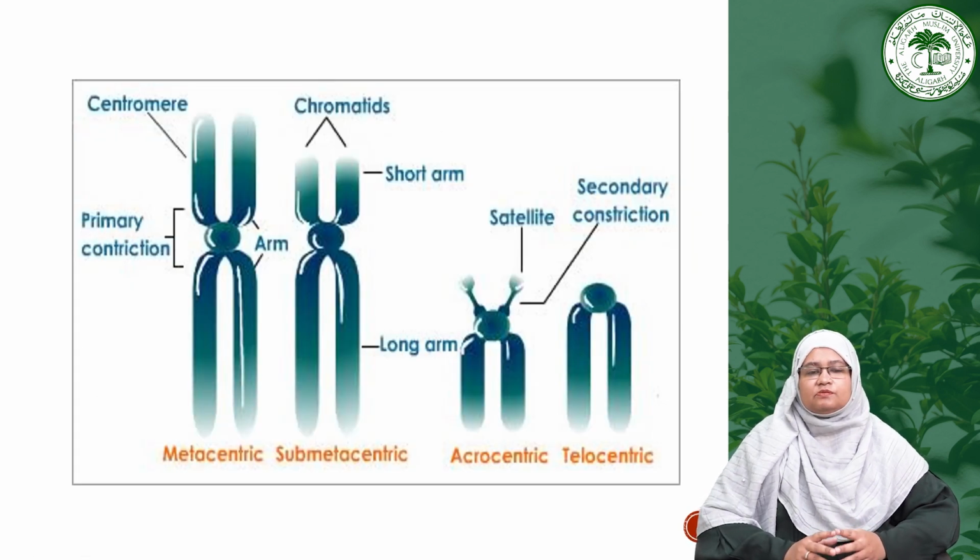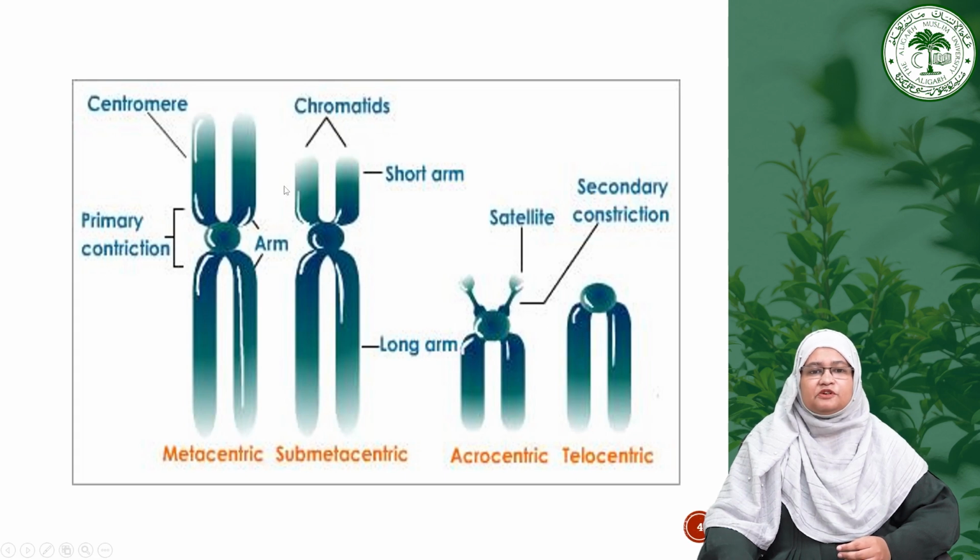So if we see a chromosome, the normal structure of a chromosome is this particular one. They have a centromere at the center. They have two chromatid arms. One may be short, one may be long, or they may be equal. Here this is a long arm and this one is the short arm. Then these are termed secondary constrictions, and after that there is a satellite.